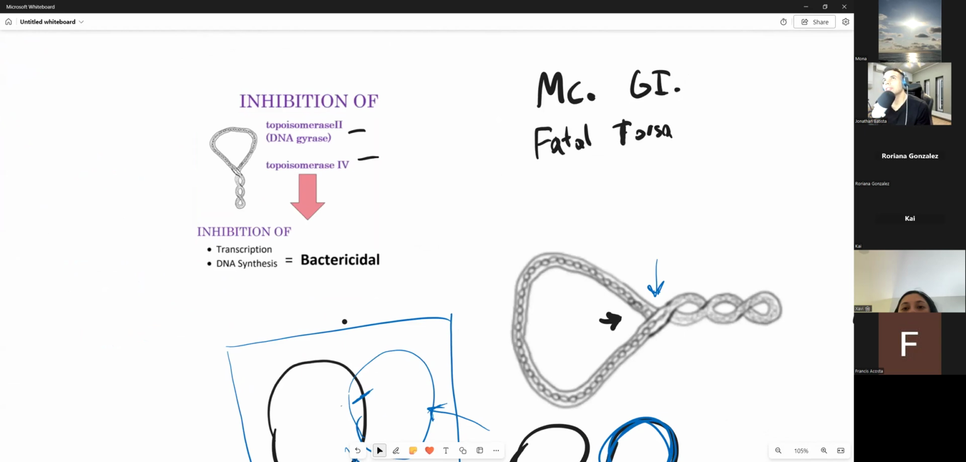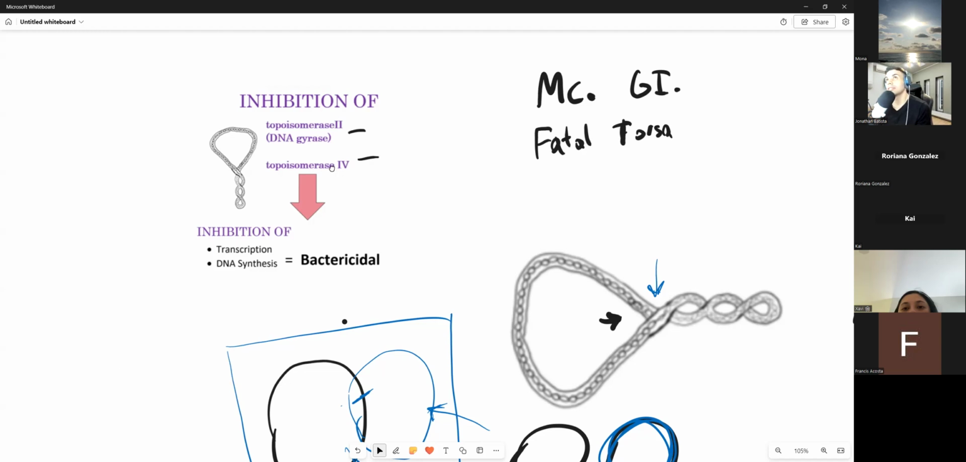Who knows the mechanism of action of metronidazole? Who remembers that one? That one does have some crazy side effects as well. Metronidazole. Who can explain that? Inhibits folate, somebody says, release of ROS species. Good, good. I'm with the ROS species.